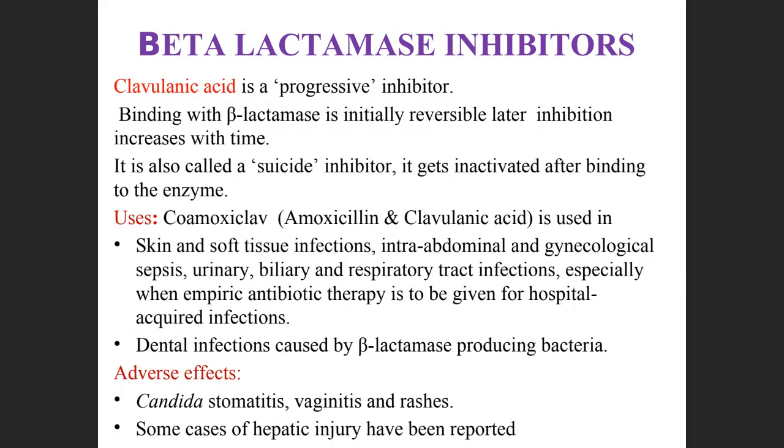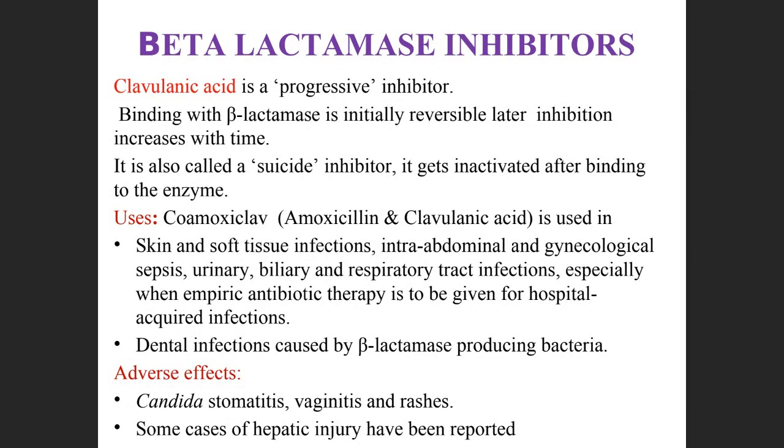Now clavulanic acid alone is known as a progressive inhibitor, or it is also known as a suicide inhibitor, because it binds to the beta-lactamase enzyme and it inhibits the beta-lactamase enzyme. So initially it just binds to it, and later as the time passes, it inhibits the beta-lactamase enzyme completely. And it is known as suicide inhibitor because after binding to that enzyme, it gets inactivated.